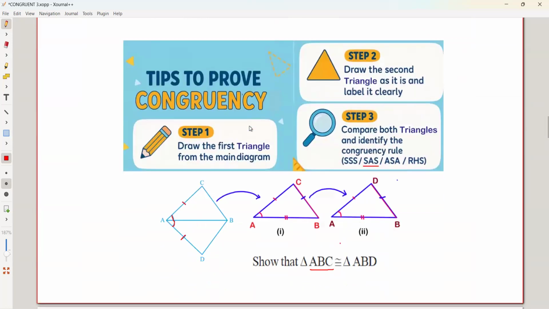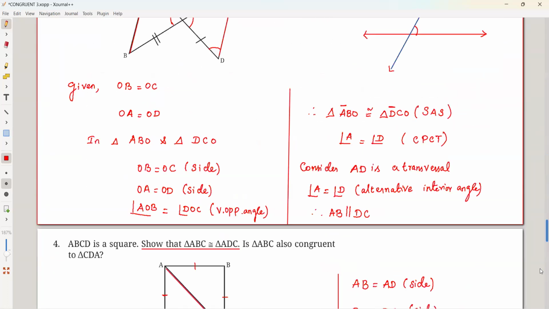If they ask us to prove that the given two triangles are congruent, the first step is to draw the first triangle from the main diagram, then the second triangle as it is, name them, compare them and identify the congruency rule. For us, in the ninth question, they will not ask us to prove it, but to identify which congruency rule we are going to apply. Based on this concept, we have done the exercise.